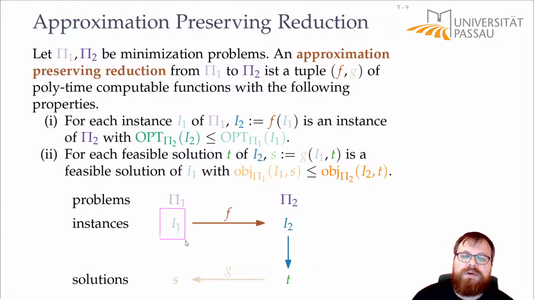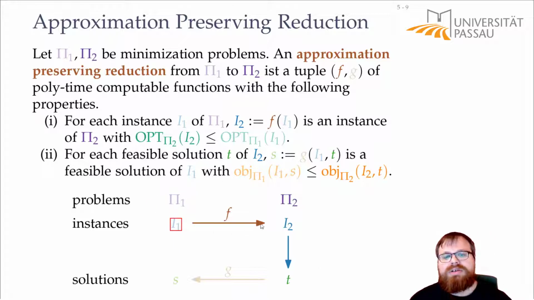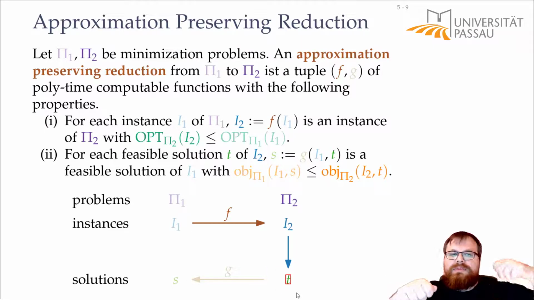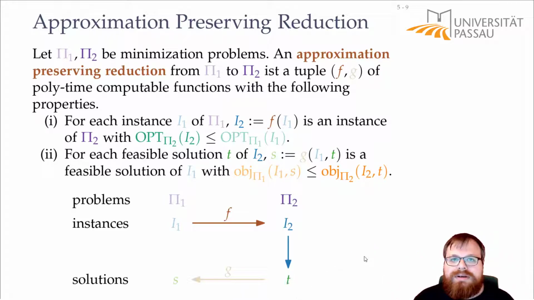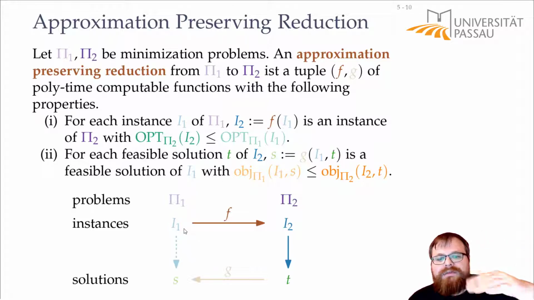So we reduce from an instance of problem 1 to an instance of problem 2, where the optimum can only get smaller. And then we take a solution from problem 2 and we move to a solution of problem 1, where the objective function again only gets smaller. And these are the important steps. Whatever we do, we cannot get something where our optimum or our solution value gets larger. So every step we do in this reduction only makes something smaller. So with this, we can find a solution to our instance I1 by calculating function f, finding some valid solution, and then calculating function g.